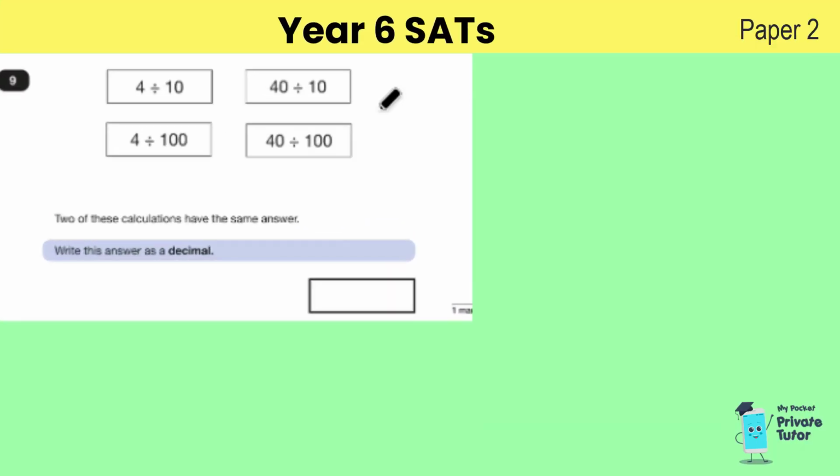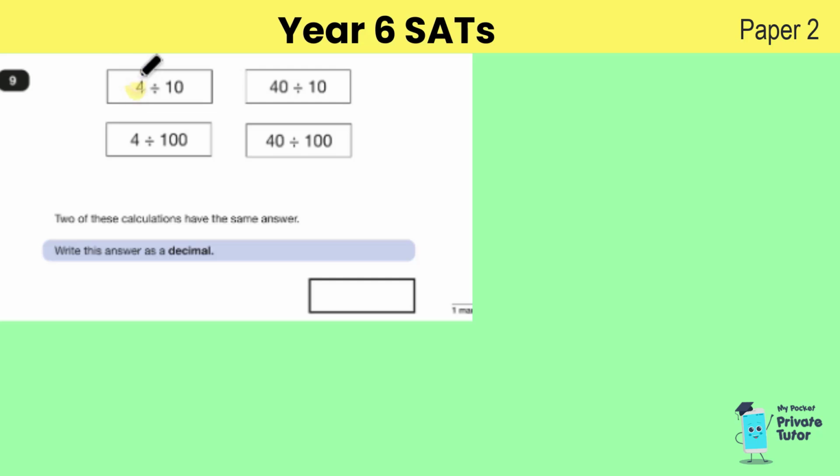Question 9. We have 4 calculations represented, and it says here 2 of these calculations have the same answer. Write this answer as a decimal. So there's a few things you could do here. You could either write the answer to each calculation next to or underneath the box and then look for the 2 that are similar, or you can use your understanding of using known facts.